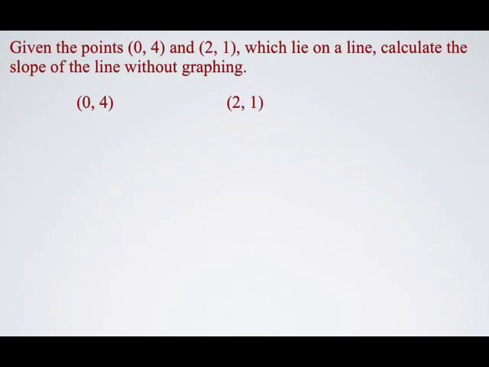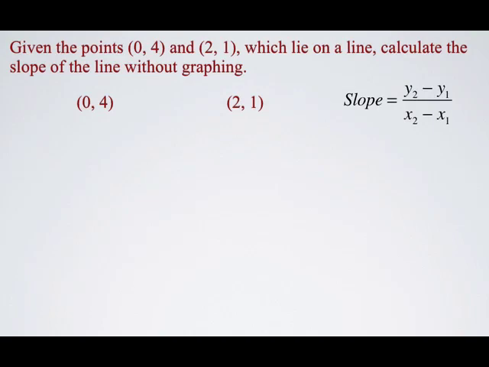Given the points 0, 4 and 2, 1 which lie on a line, calculate the slope of the line without graphing. Now this may seem like the exact same question, and in fact it is. We're going to do this in opposite order. That is, we're going to choose the point 0, 4 to be our point 2, just to prove a point. Sorry about the pun. Our slope formula is y2 minus y1 over x2 minus x1.